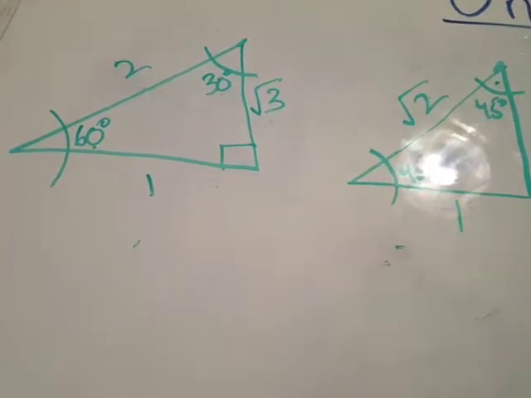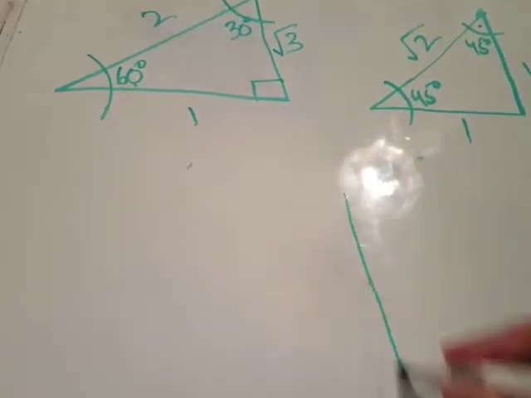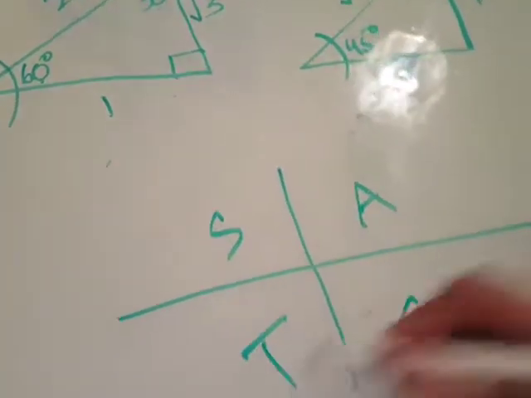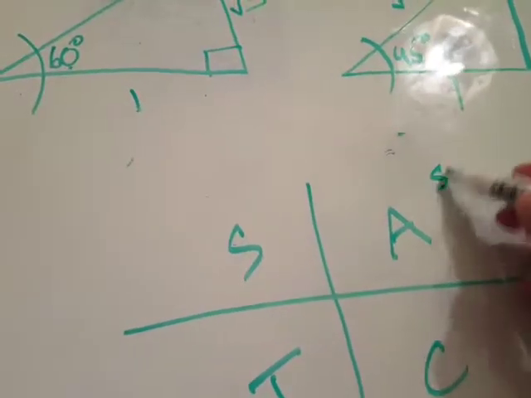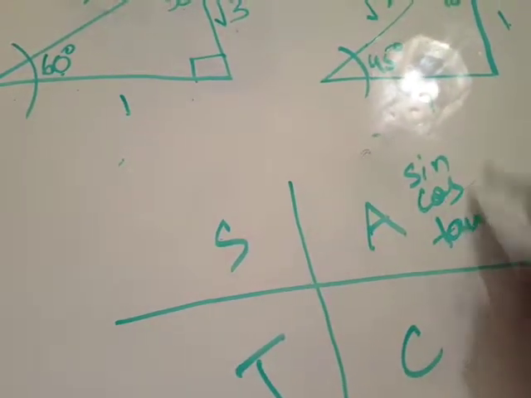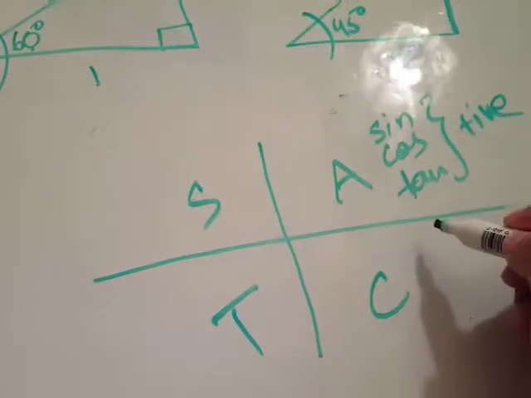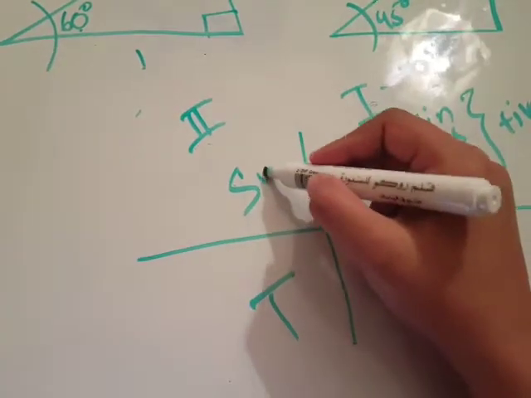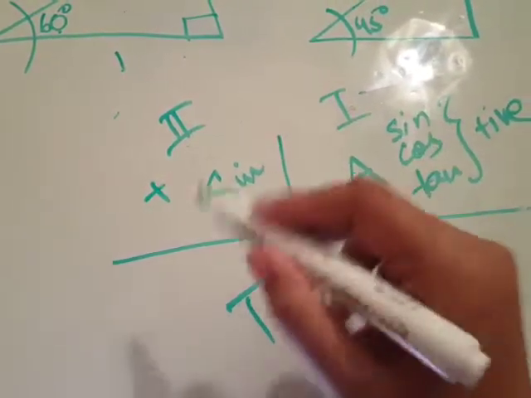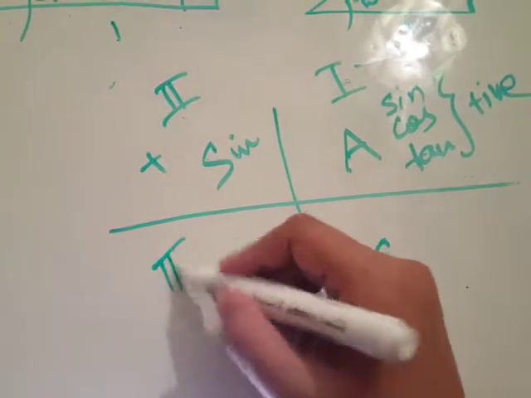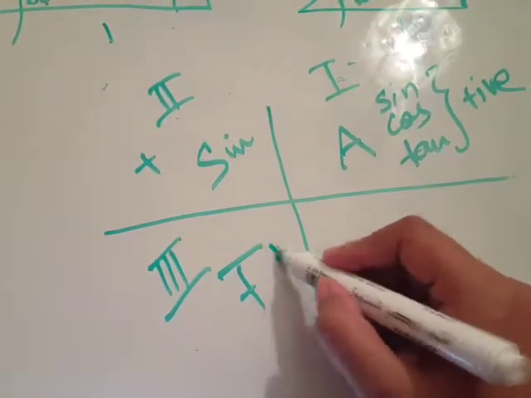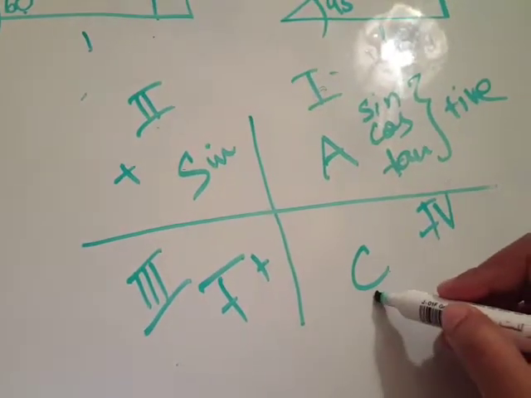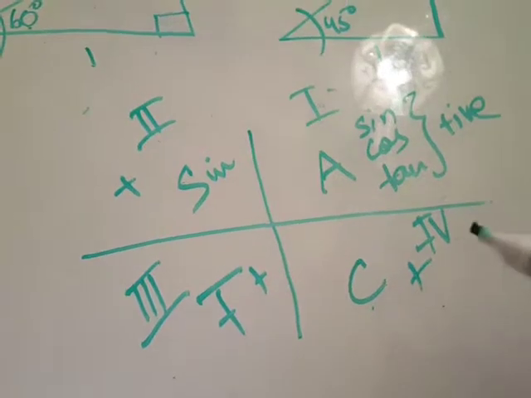Now let's talk about the quadrants. We say this is CAST. A means that all of sine, cos and tan are positive in the first quadrant. In the second quadrant, only sine is positive; cos and tan are negative. In the third quadrant, only tan is positive; cos and sine are negative. And in the fourth quadrant, only cos is positive; sine and tan are negative.